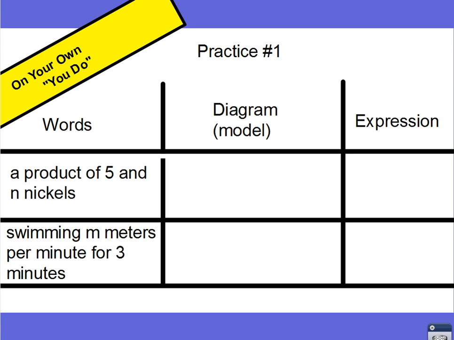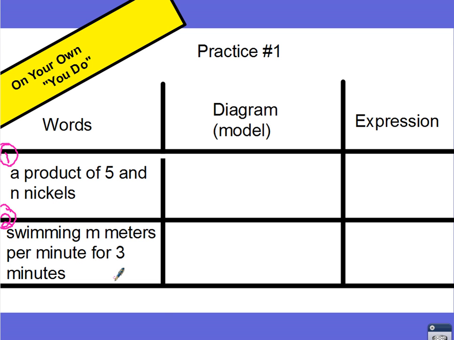Next one. 2 problems for you to do. And I know at the top it says practice 1, but it's really practice 1 and practice 2. And you can just continue these down your diagram. You don't need to make a second chart, but whatever is going to fit on yours. So problem 1 says a product of 5 and n nickels.